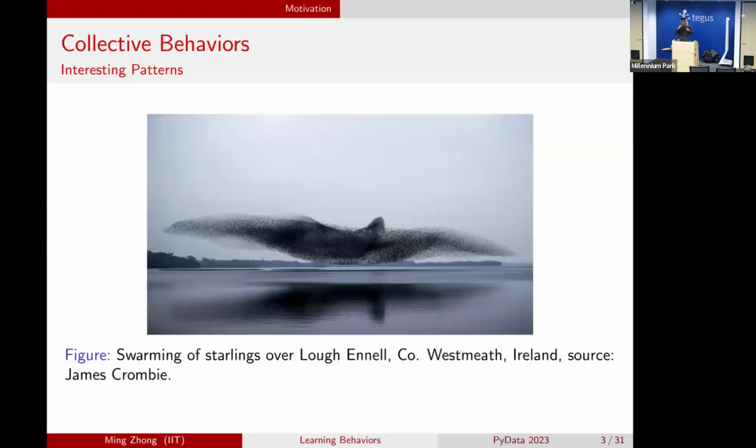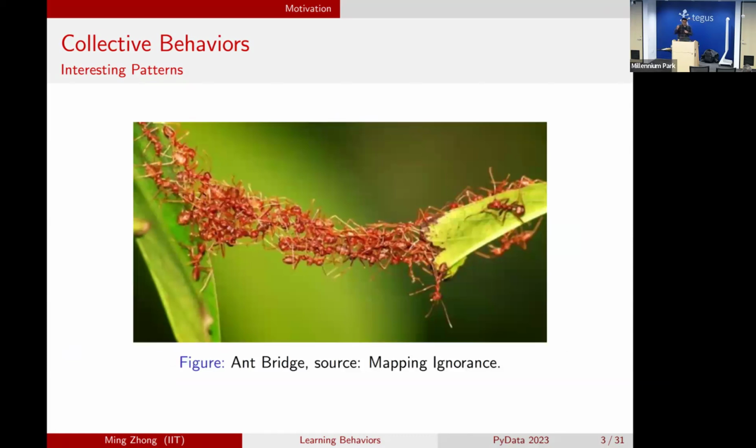And patterns can also be dynamic. For example, this is a group of starlings. This kind of behavior actually has a name: it's called murmurations of starlings, here forming a bird shape by a group of birds. So it's really interesting what patterns can be formed by all of these collective individuals, and the patterns can be changing all the time. For example, these ant bridges are formed by ants trying to cross over, and this bridge can increase in both size and the number of ants participating in the bridge building.